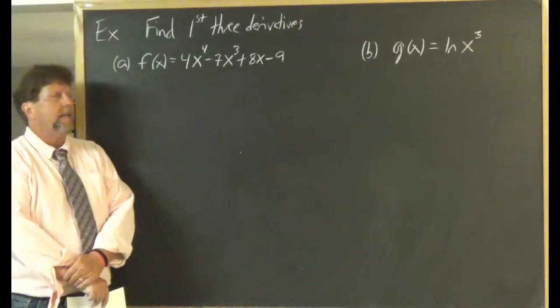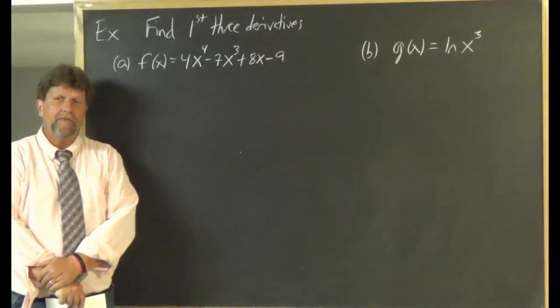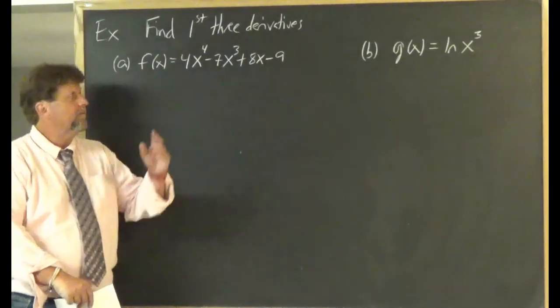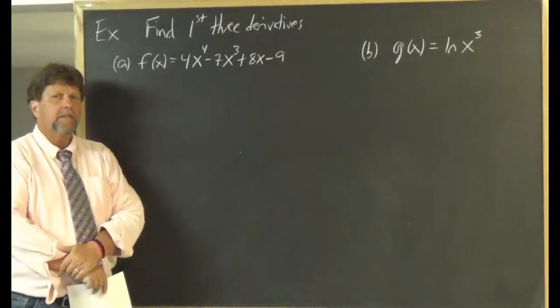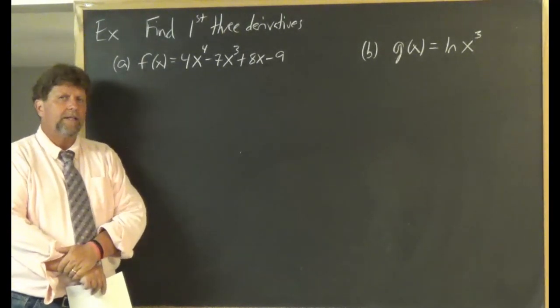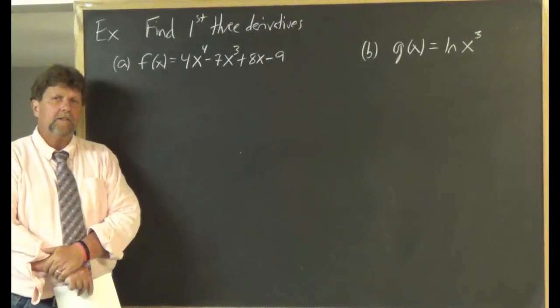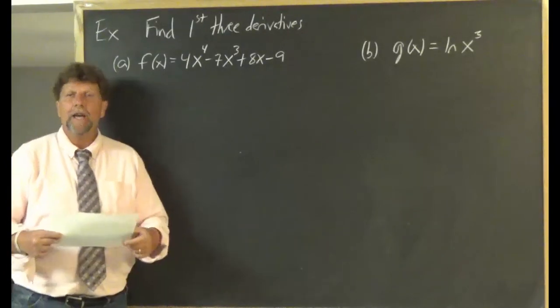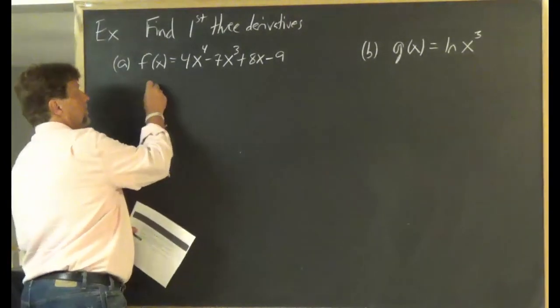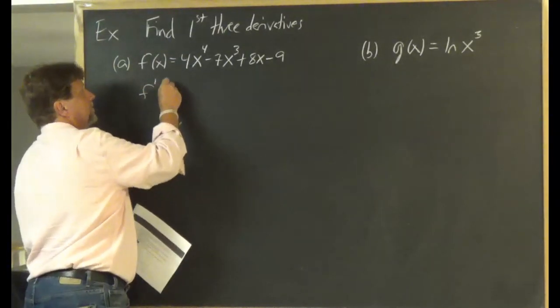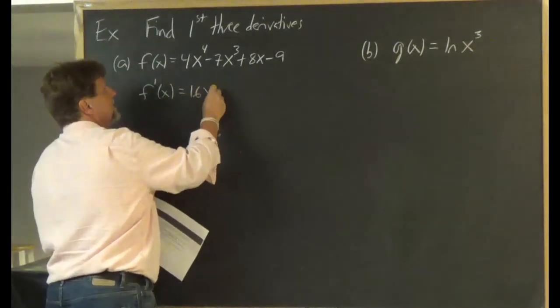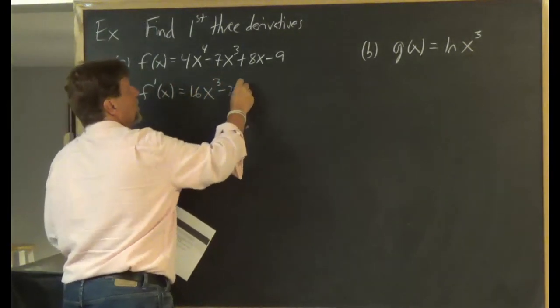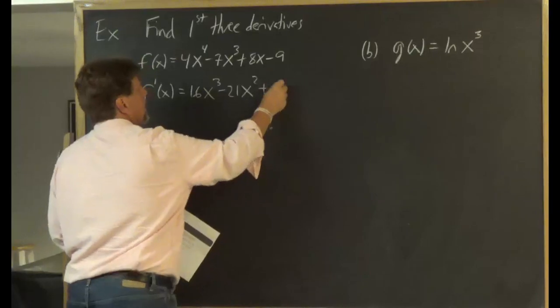Hey folks, in this example we're asked to find the first three derivatives of the given functions. So the first one, the function is 4x to the fourth minus 7x cubed plus 8x minus 9. So remember, it's just repeated differentiation. So the first derivative is 16x cubed minus 21x squared plus 8.